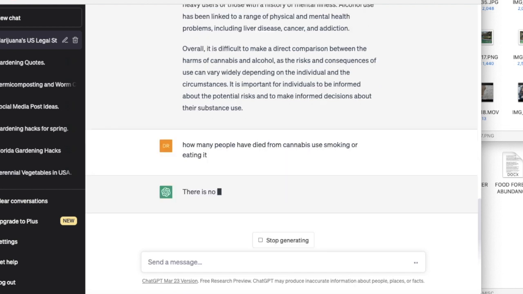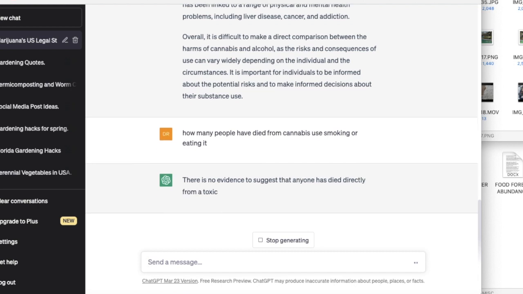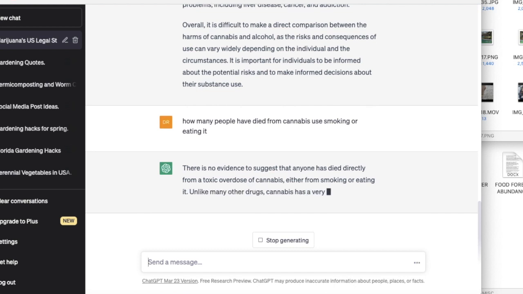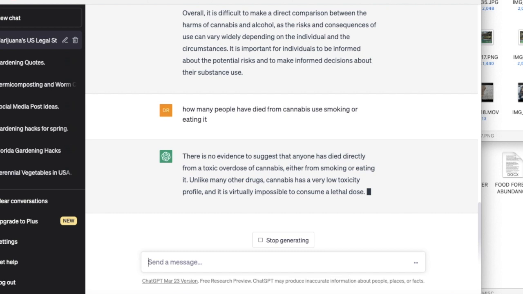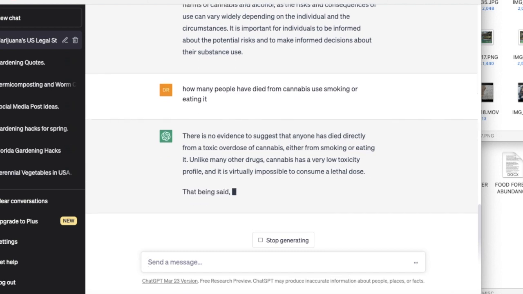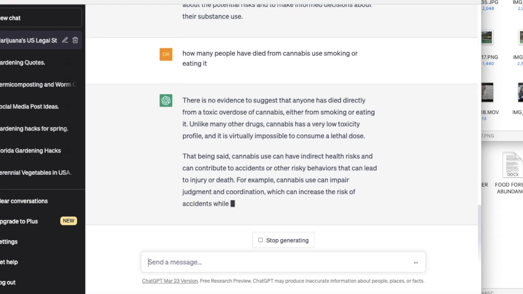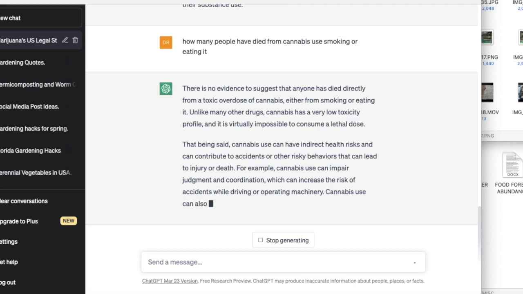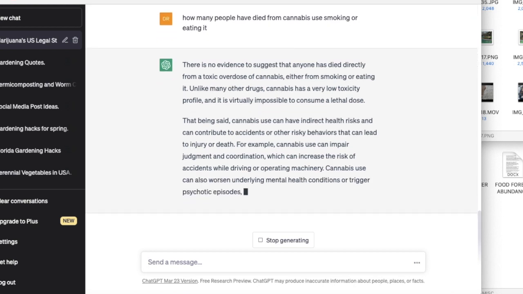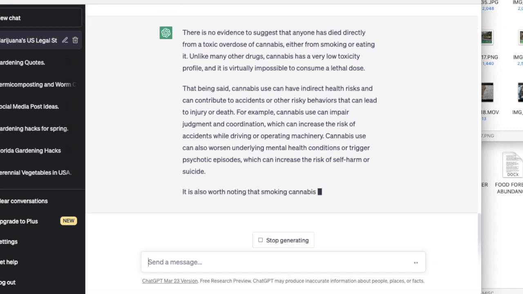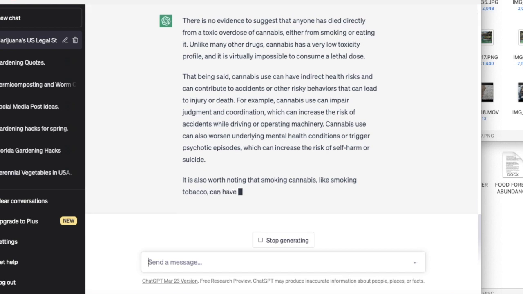There is no evidence to suggest that anyone has died directly from a toxic overdose of cannabis, either from smoking or eating it. Unlike many other drugs, cannabis has a very low toxicity profile, and it is virtually impossible to consume a lethal dose. That being said, cannabis use can have indirect health risks and can contribute to accidents or other risky behaviors that can lead to injury or death. For example, cannabis use can impair judgment and coordination, which can increase the risk of accidents while driving or operating machinery.